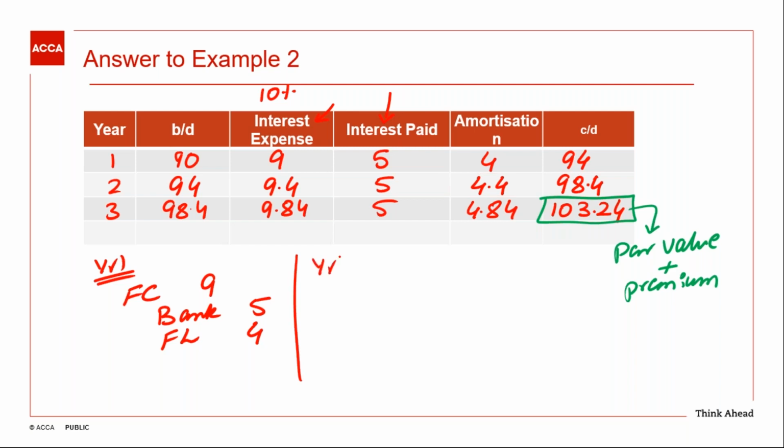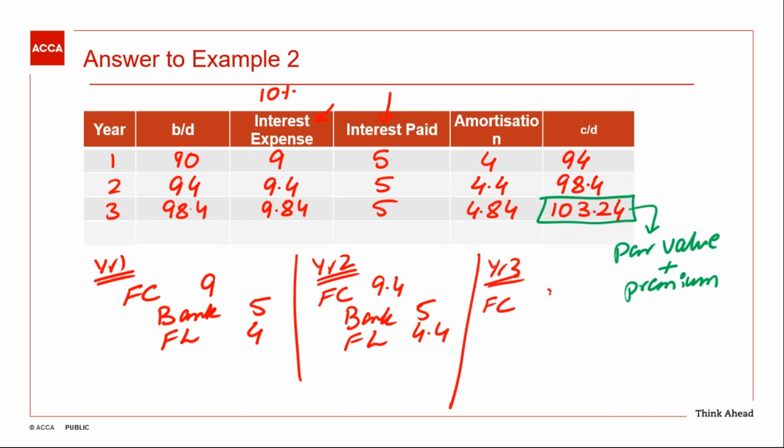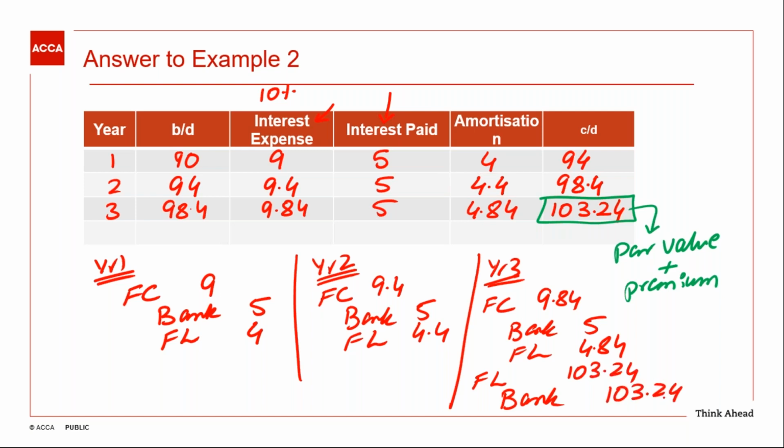Similarly, in year 2, we are going to record the finance cost of 9.4, the bank credit of 5, and the financial liability of 4.4. And in the last year, year 3, we're going to record the finance cost of 9.84, the payment from bank of 5, the liability of 4.84, and this is the day when we need to repay the amount, redeem the loan. So we are going to pay 103.24 in the last year, which will eliminate our liability from the financial statements. So this is how we have recorded the entry for the financial liability.